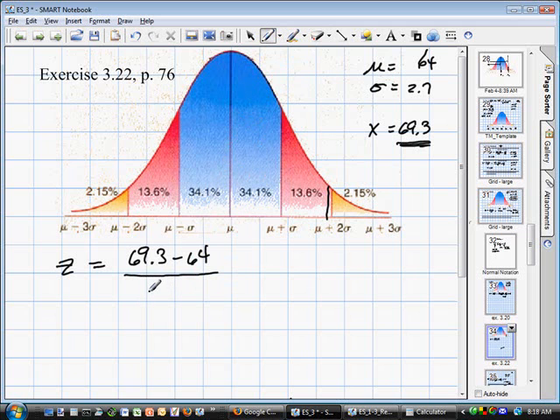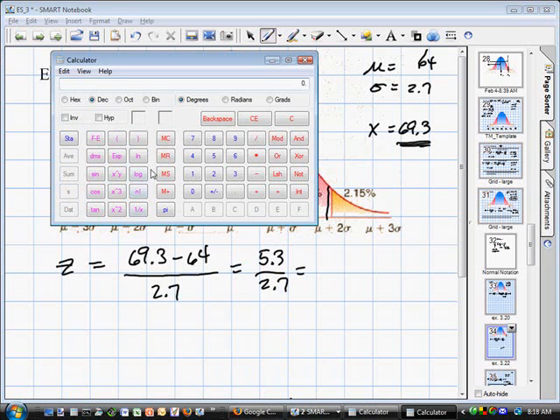Okay, 69.3, this is 2.7 down here. Now, what do we get on top? 5.3, and put that over 2.7, and boy, that's almost 2, isn't it? That's like 1.9-ish. Okay, let's check it out. 5.3 divided by 2.7. Yeah, 1.96.